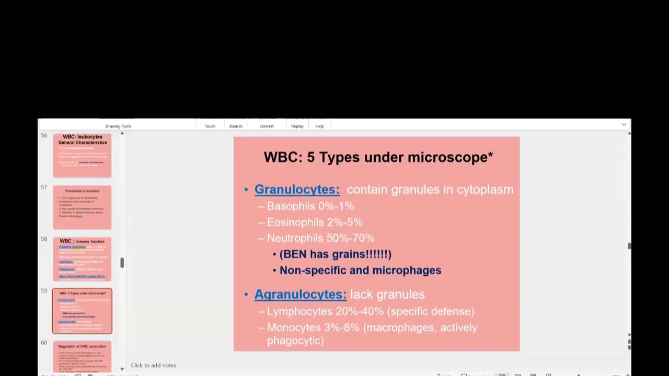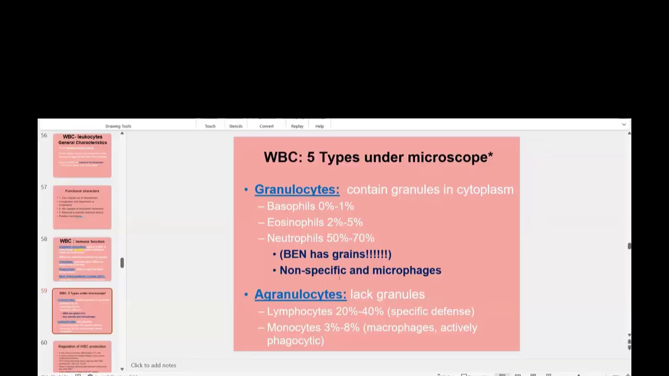Anyway, granulocytes contain granules, and what are the different types? Basophils, eosinophils, and neutrophils. The mnemonic here: Ben has grains. B for basophils, eosinophils, and neutrophils. They have grains, meaning granulocytes. This is just to help you remember which ones are granulocytes. And they are non-specific, and they're also called microphages. We just discussed macrophages, so what is a microphage? Owing to their smaller structure and size, they are called microphages. And they are non-specific.